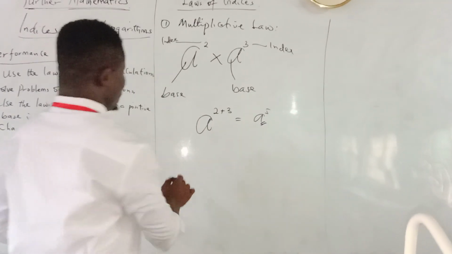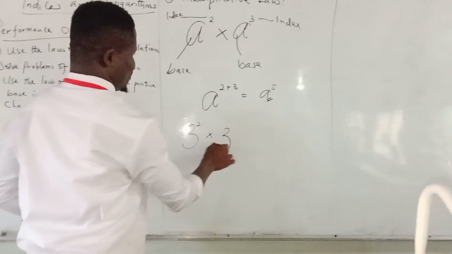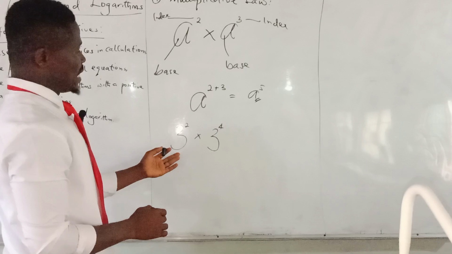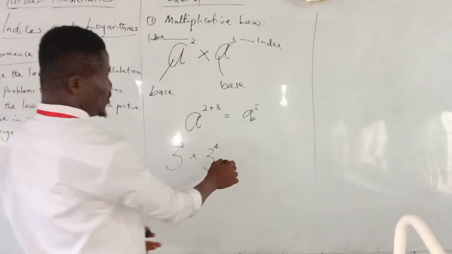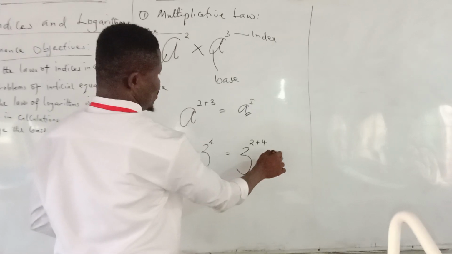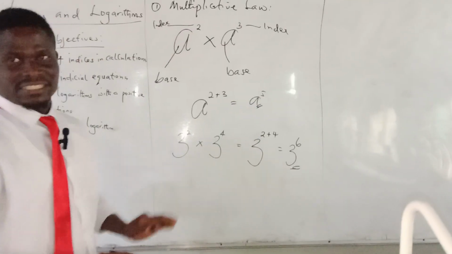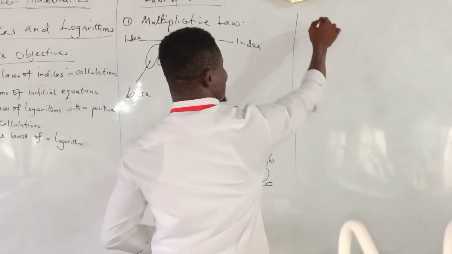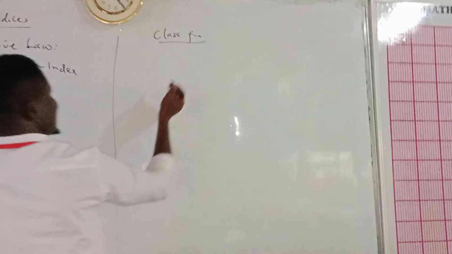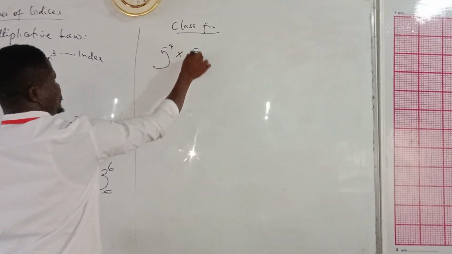Okay? Also, if we have 3 raised to power 2 times 3 raised to power 4, as usual, here 3 is the base, becomes 3 raised to power 2 plus 4. That is what? 3 raised to power 6. This is indices. So, please try this for me. Class work. Try this for me: 5 raised to power 4 times 5 raised to power 3.